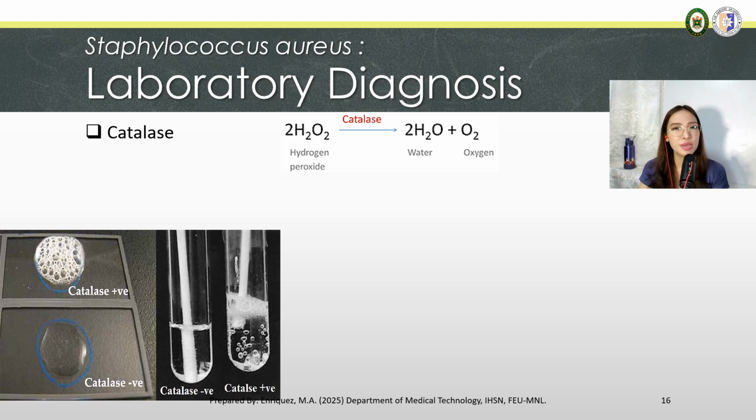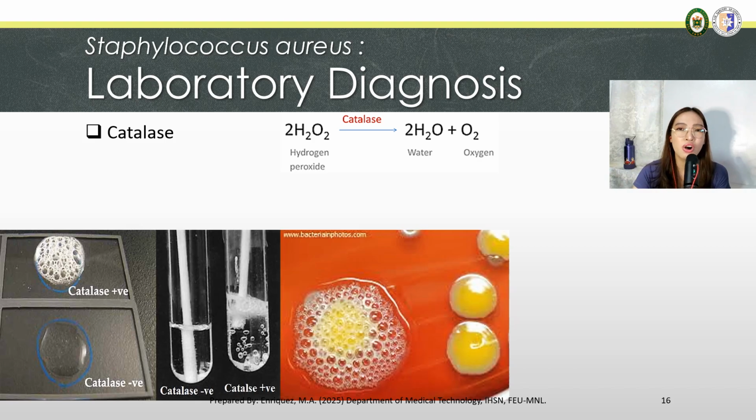So, this may also be done on a tube kung hindi naman kayo nagtitipid sa reagent. So just place 1 ml of 3% hydrogen peroxide in a clean glass tube, pick up colonies and then mix and then observe for abundant bubble formation, just like on this picture. Another way of doing the catalase test is by just directly dropping the reagent onto a colony on the agar, just like this photo.